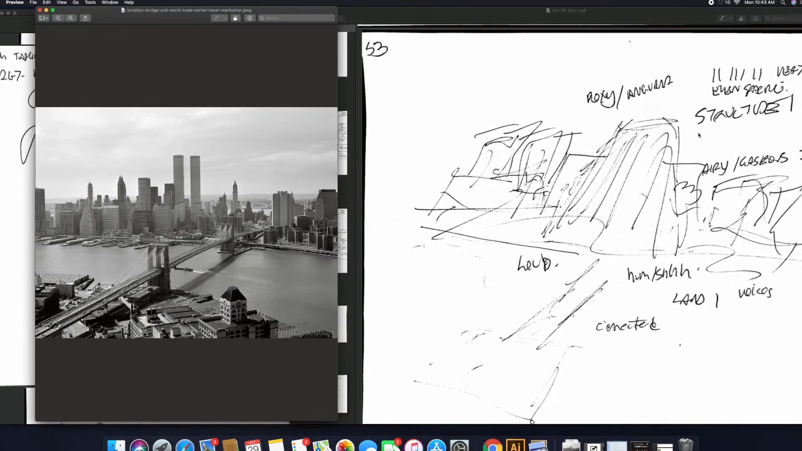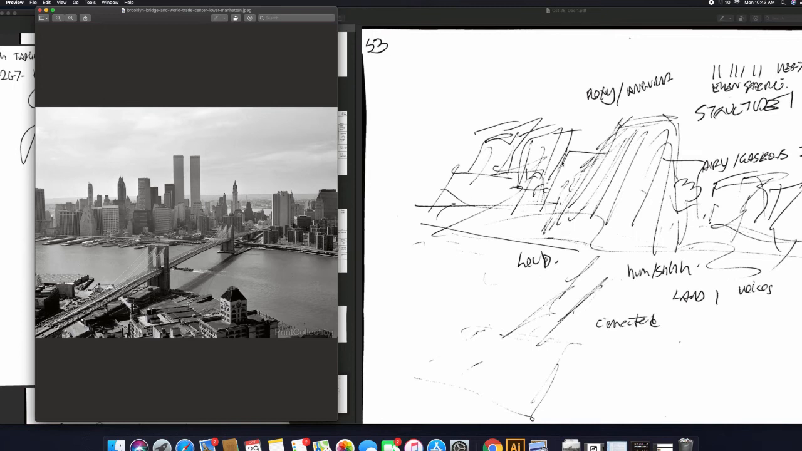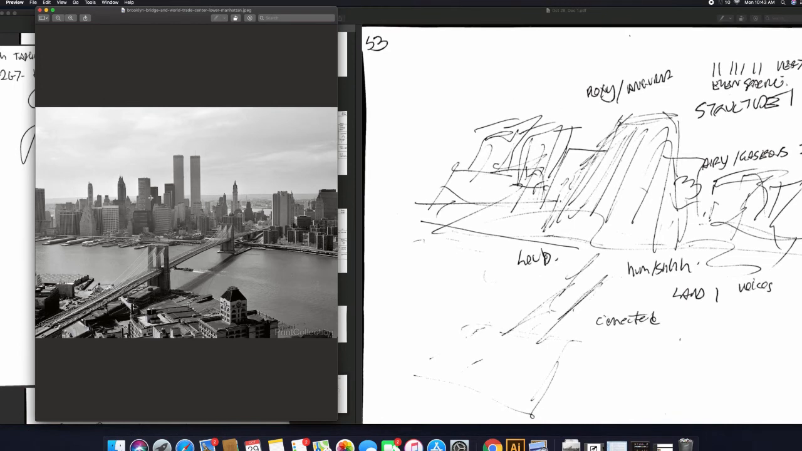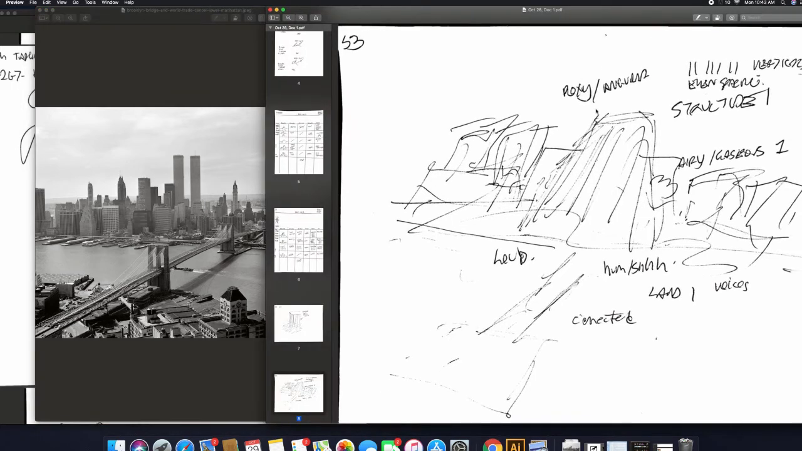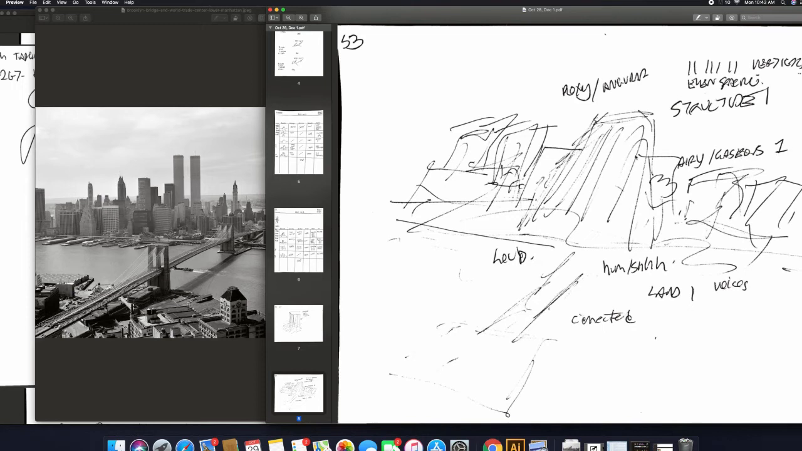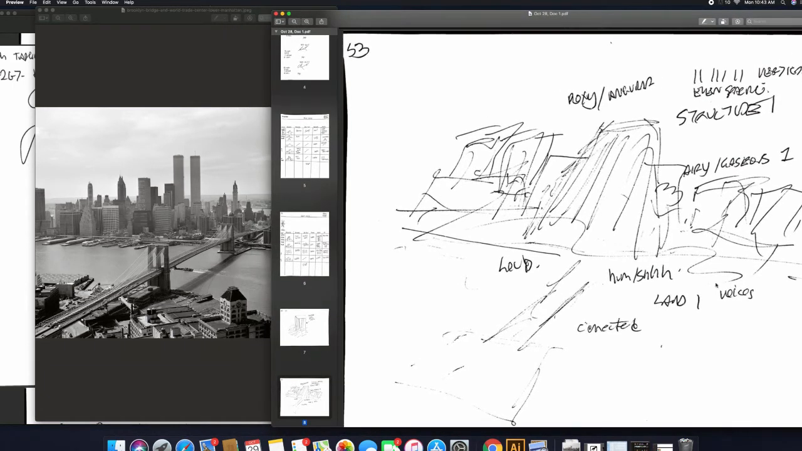As you can see, I have the long structure going across and a bunch of different man-made structures along the side. Boxy, angular structures. I had my airy gaseous gestalt here. So: structures, airy gaseous, and life, voices.